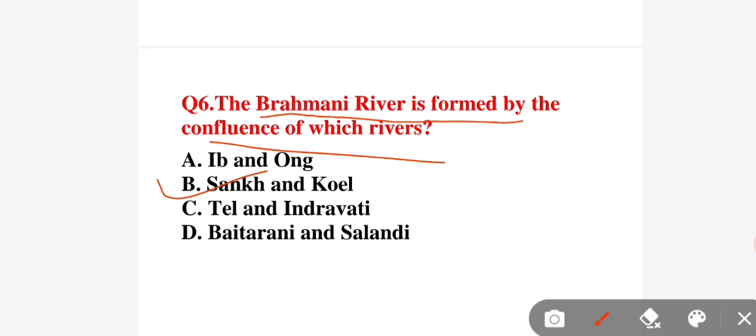If I tell the districts in which the Brahmani river is flowing, they are Sundargarh, Deogarh, Angul, Dhenkanal, Cuttack, Jajpur, and Kendrapada districts of Odisha. It joins the Baitarani river to form a significant delta, and it is home to Bhitarkanika Wildlife Sanctuary. Okay, near the Bhitarkanika Wildlife Sanctuary.